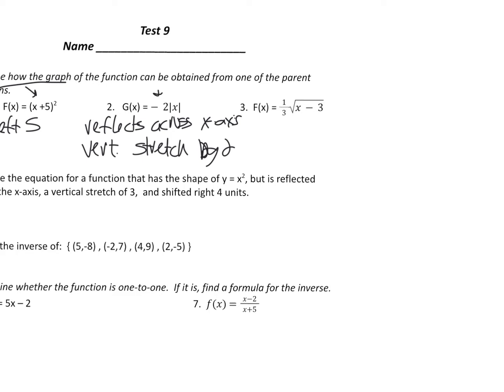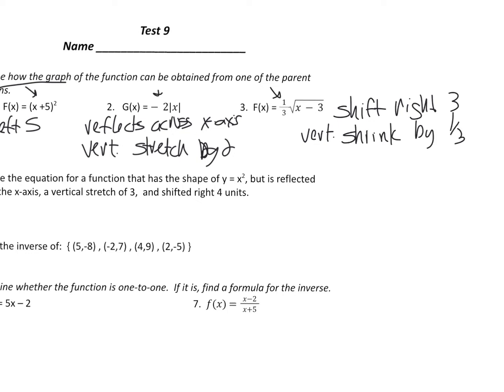Number 3, two things going on there. It's got a -3 inside, so that means it's going to shift opposite of what you think. Shift right 3 instead of left 3, even though it's a minus. And this time there's a 1/3 in the front, which means it's smaller than 1. So instead of vertical stretch, there's going to be a vertical shrink by a factor of 1/3. You can just put by 1/3. It's fine with me. Hope that was okay.